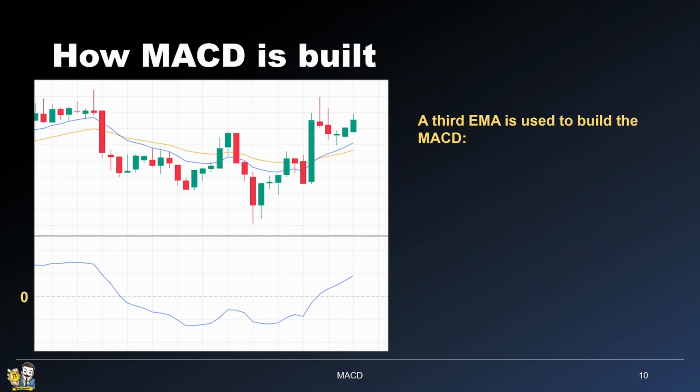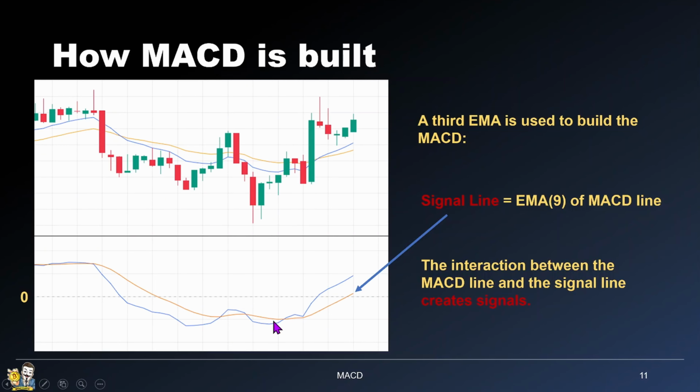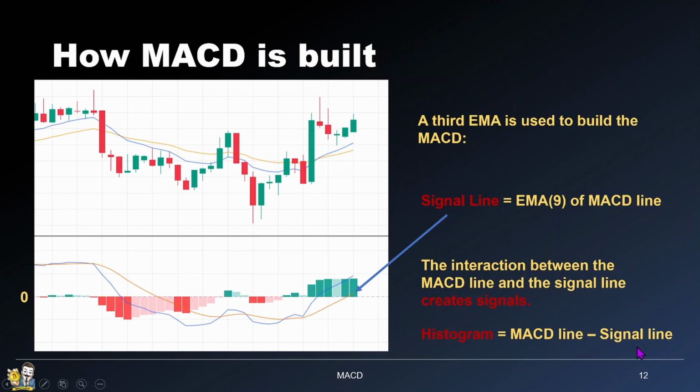But that's not all. A third EMA is used to build the MACD, the signal line, which is the 9-period EMA of the MACD line. We plotted it here in orange. The interaction between the MACD line and the signal line creates signals, and this is what forms the histogram. In fact, the histogram is simply the MACD line minus the signal line. And here we go.